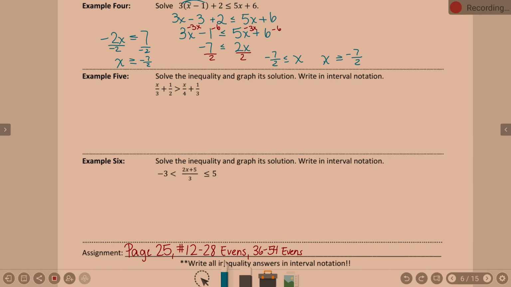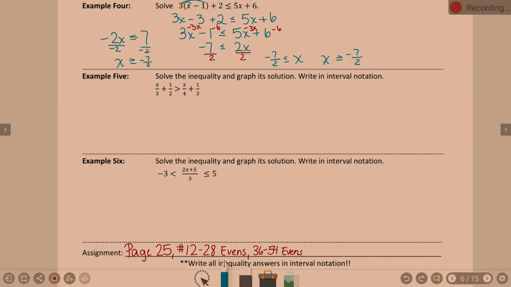Now, is everyone listening for this next piece of information? At the bottom of your notes, you will notice it says, write all inequality answers in interval notation. When you start checking odds, I guess your assignment is all evens, but if you start checking the odds or looking in the back of the book, they're going to have inequalities. What am I asking you for? Interval notation.